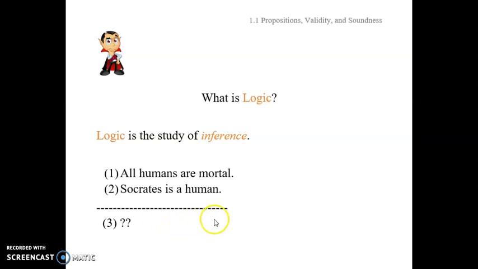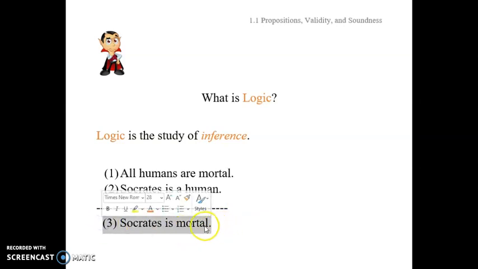Okay, hopefully you've had a chance to think about it. It's not too bad, and don't worry if you weren't able to get it. By the end of the course, you'll be able to solve problems like this instantly. But it follows that Socrates is mortal. So the big idea here is that this proposition, 3, Socrates is mortal, followed from 1 and 2, or could be inferred from 1 and 2, and that is the central idea of logic.